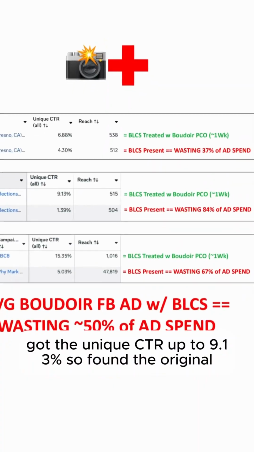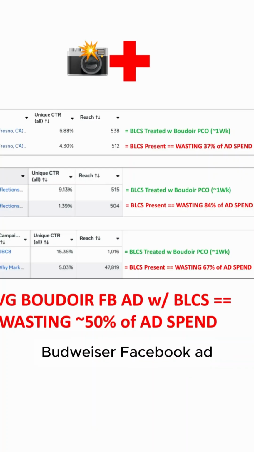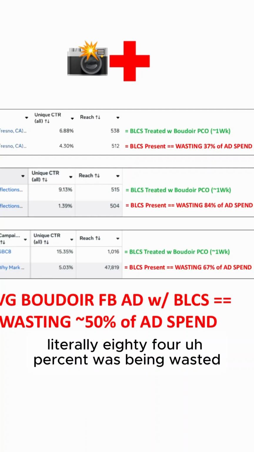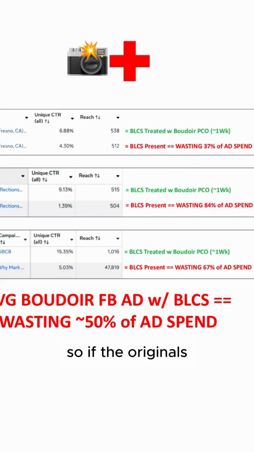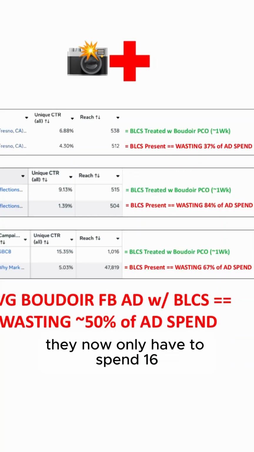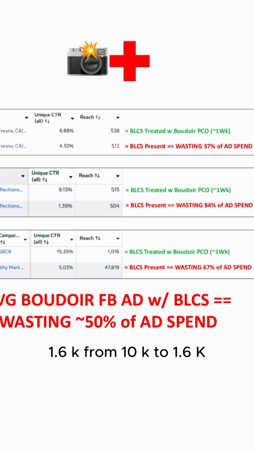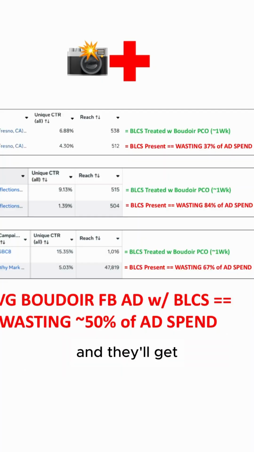So found the original. If they're spending 10 grand a month on the original Boudoir Facebook ad, it was wasting 84, literally 84 percent was being wasted. So 8,400 bucks a month is being wasted. So if they're spending 10 grand a month on the original, they now only have to spend 1.6K on the Boudoir Pico treated ad, and they'll get that into the same number of women's brains in both scenarios.